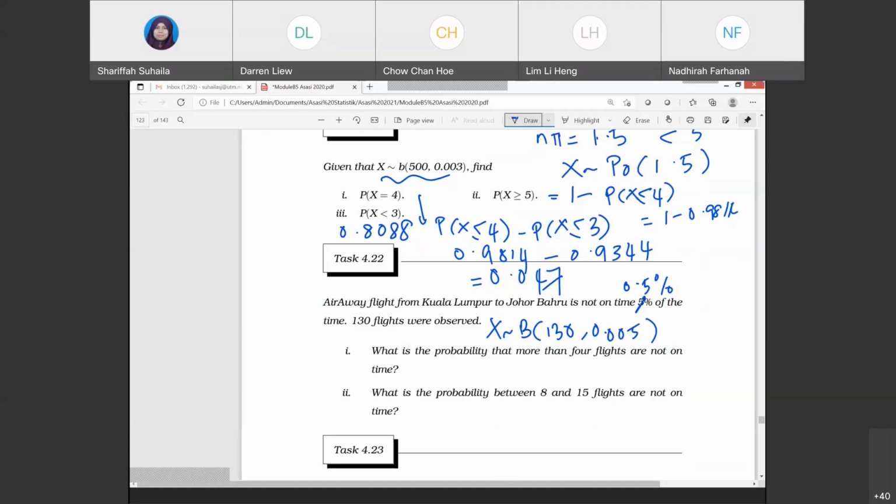What is the probability that more than 4 flights are not on time? You find your lambda. Let's say X is Poisson with lambda 0.65.